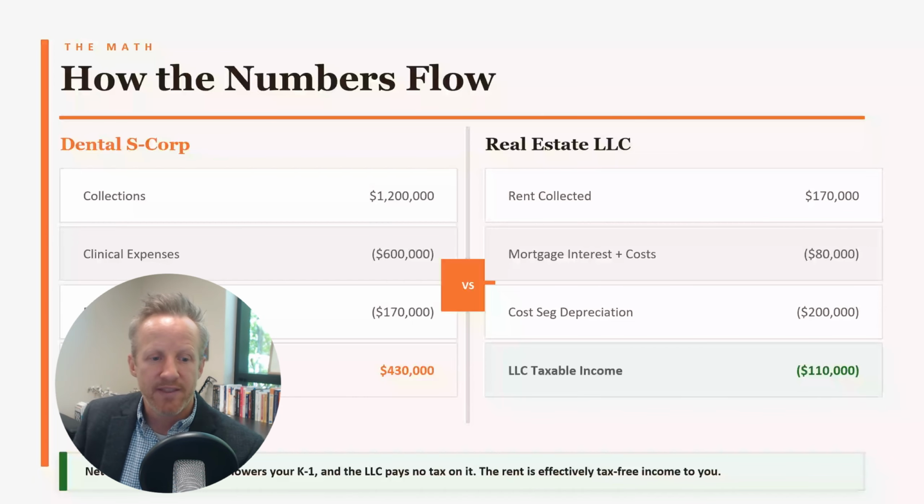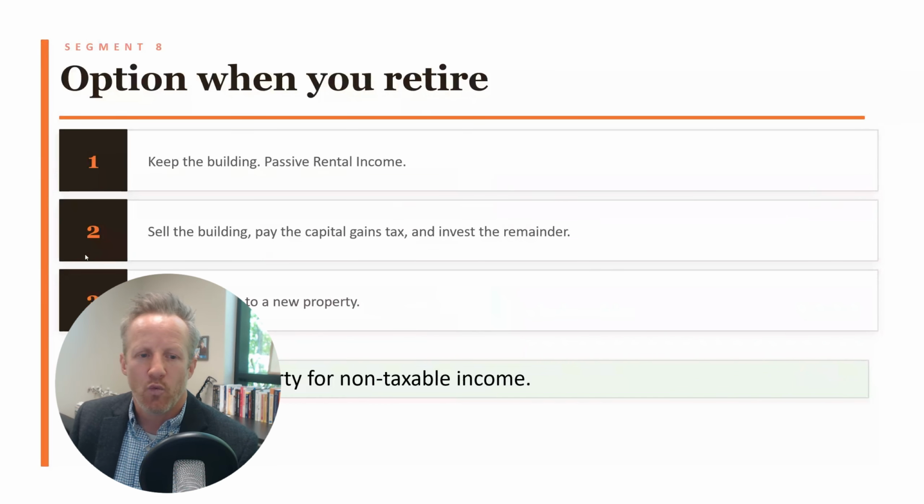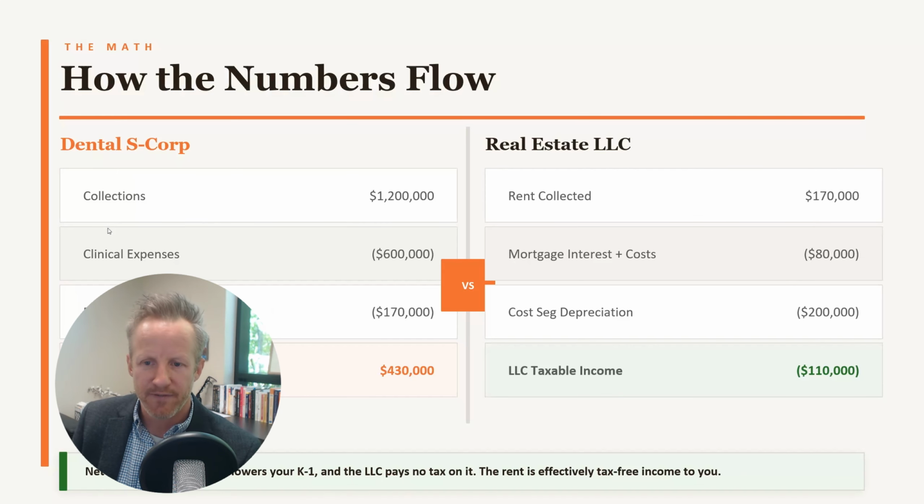Okay, so the net result is the $170,000 of rent lowers your K-1 from your S corporation, and the LLC pays no taxes. The rent is effectively tax-free income to you, and that is a beautiful thing. Now, I want to go into what should that rent be for a minute. This is a key point.